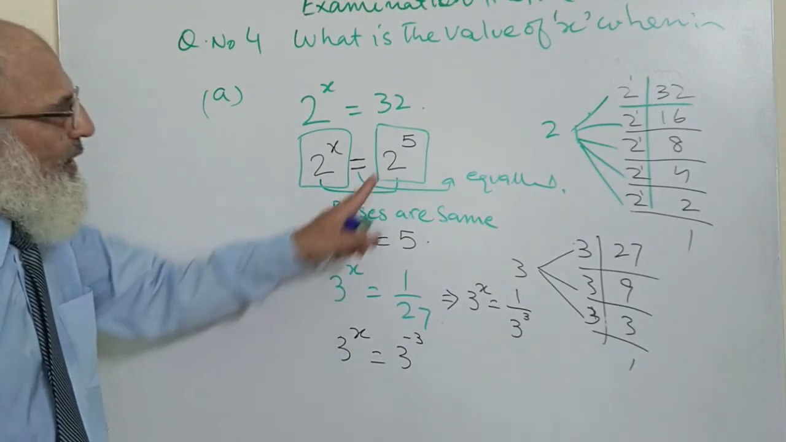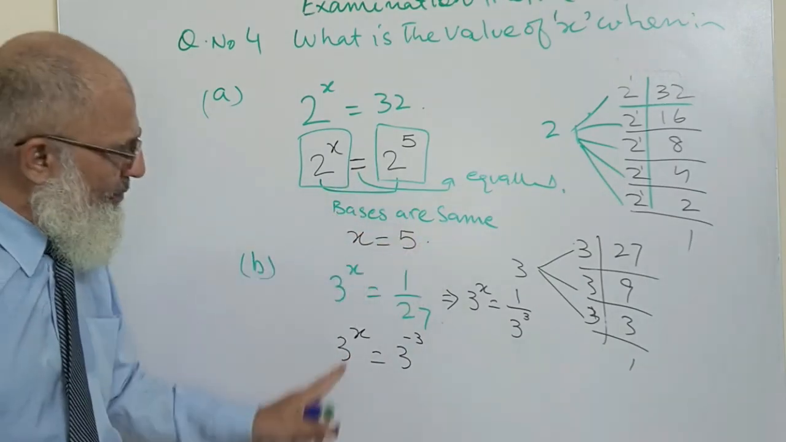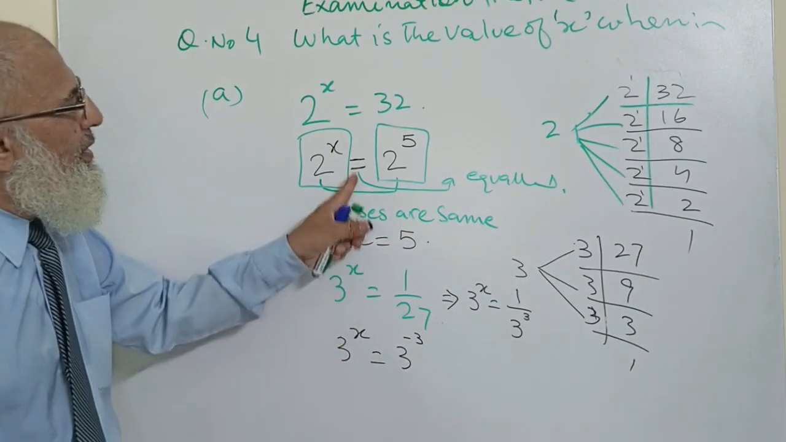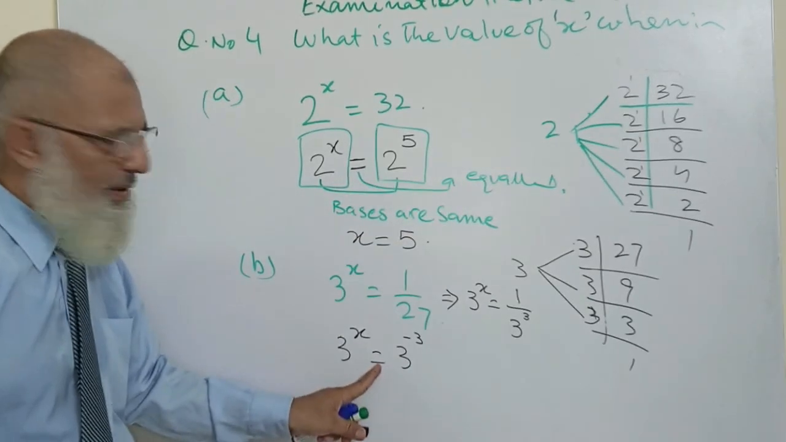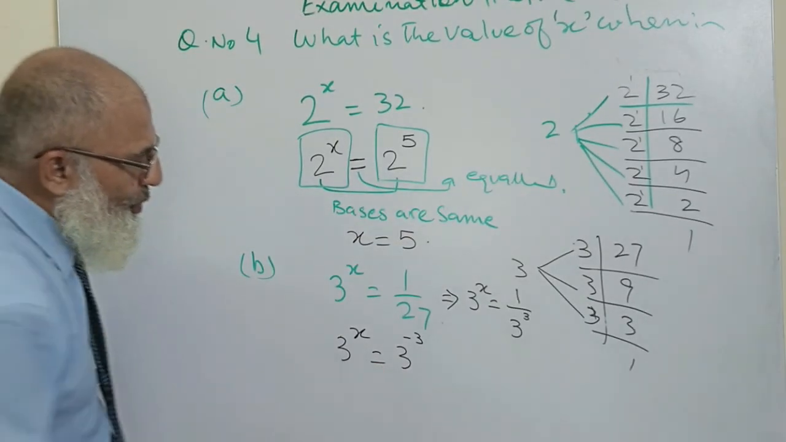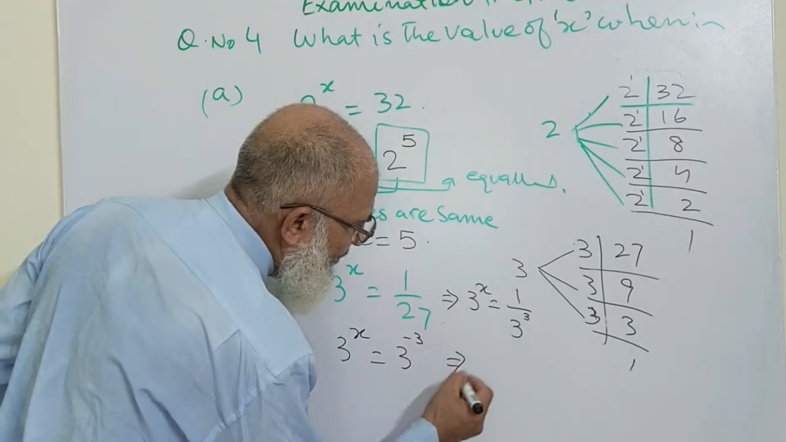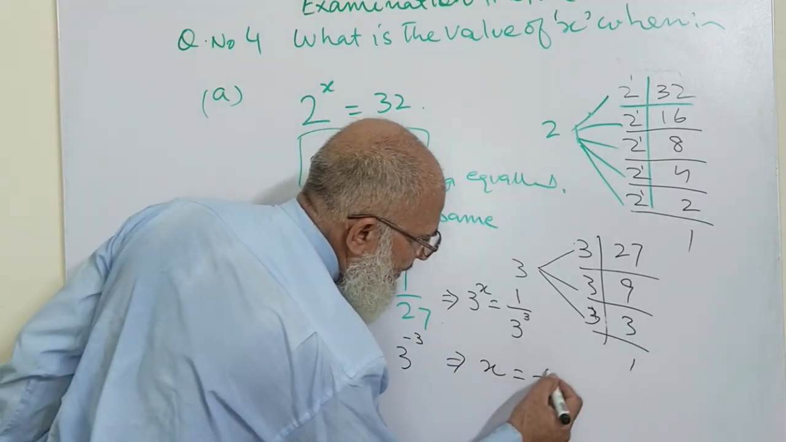So now the condition is satisfied. The bases are same, and the sign of equality is there. So my dear students, it will become x is equal to minus 3.